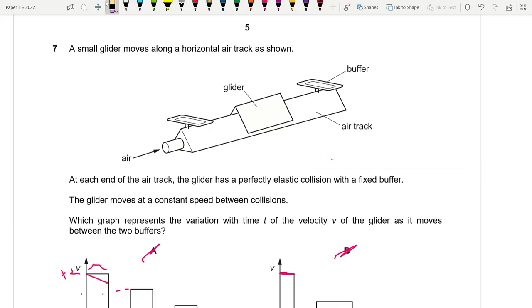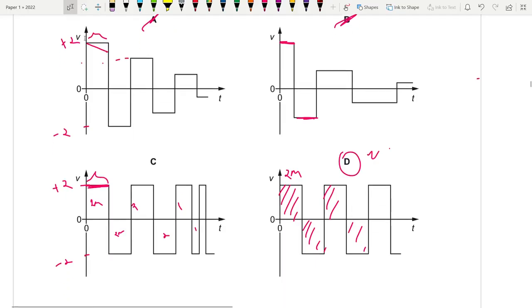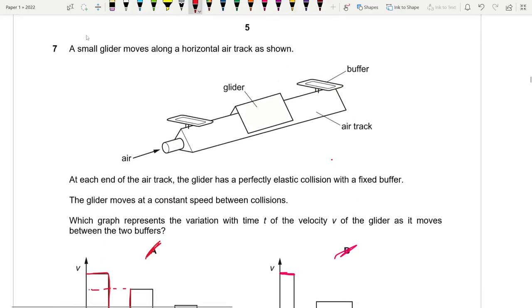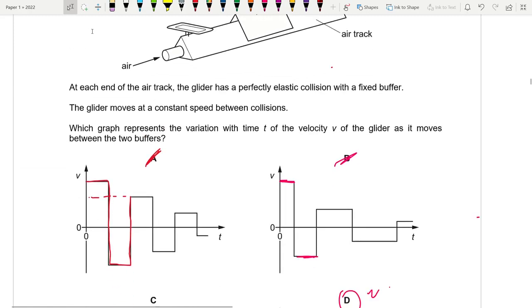Let's look at the graphs. It can't be A. What's wrong with option A? Suppose when it starts moving, the first collision is elastic, but in the second collision it looks as if it lost velocity. That's not possible. B is wrong as well for multiple reasons. There's that reason, and the areas are not the same. Also, the distance moved between these two buffers will be the same, so the areas under the graph need to be the same.